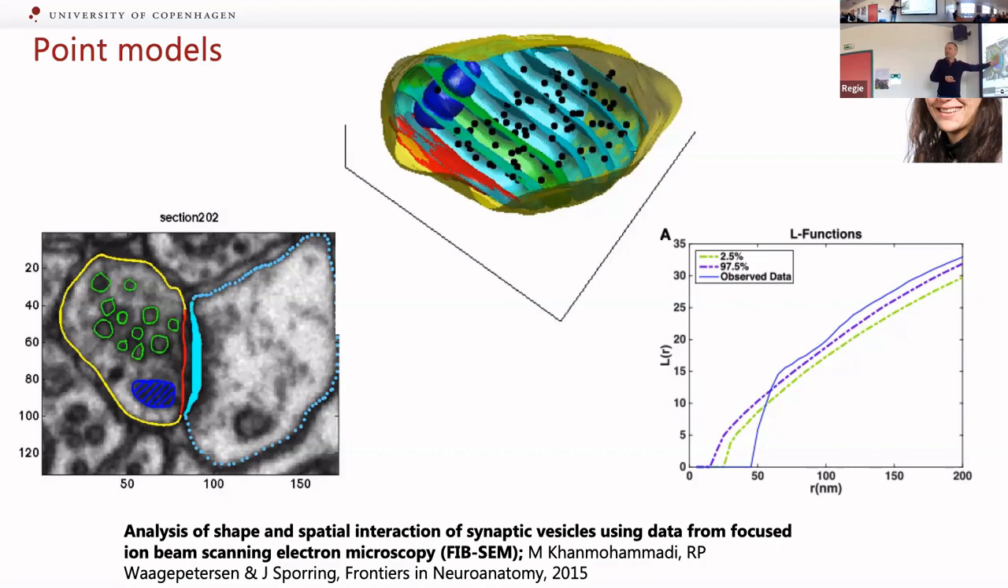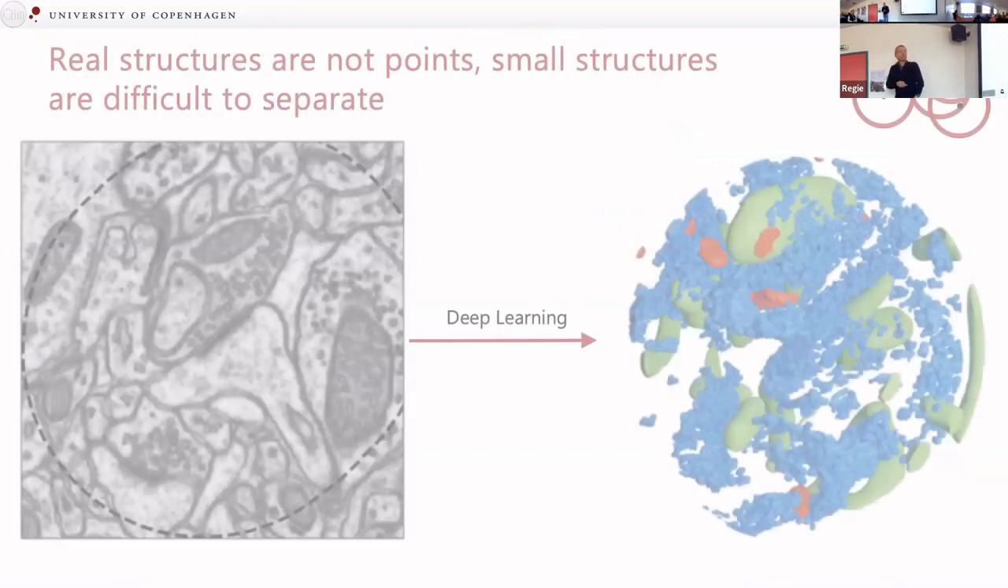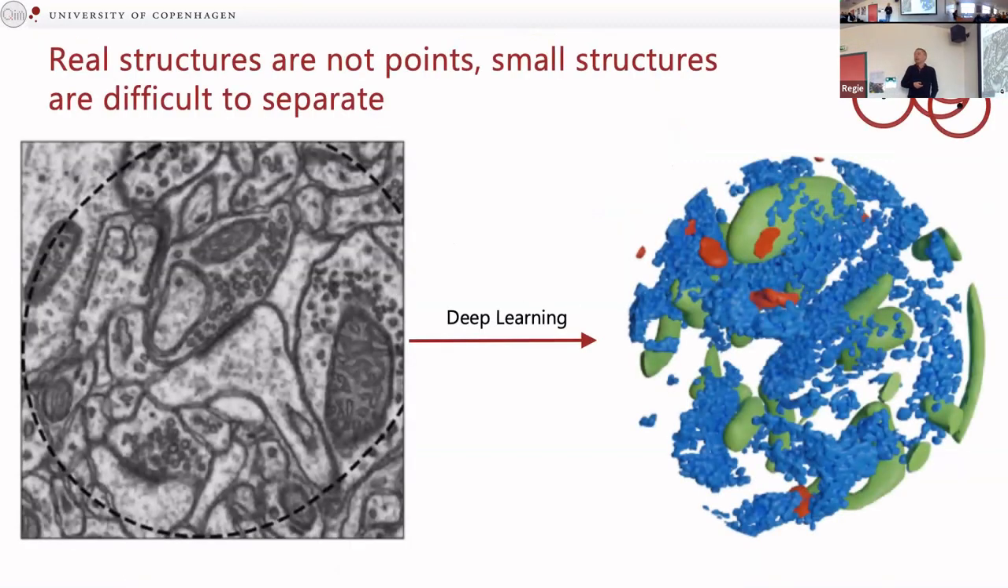I'm showing you images in 2D, but that's just because it's difficult to show images in 3D. But we are really only working on 2D. So one of the problems with this approach is that many of the objects are not well described like points. Okay? So they have weird shapes.